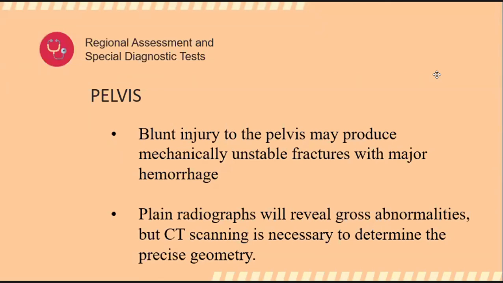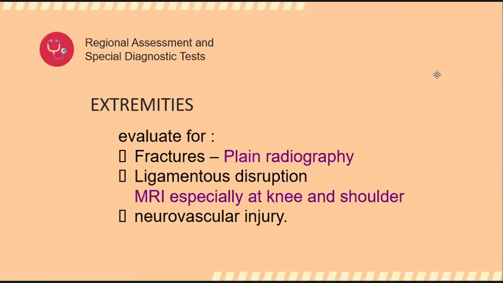Sige. So, for your pelvis, blunt injury to your pelvis may cause unstable fractures. So, pag pelvis fracture, blood loss, iba 2,000 cc. So, para makita natin kung may pelvis fracture, pinakamadali is X-ray. Then, for extremities, to evaluate your extremities, you can do X-ray for fractures. For ligamentous disruption, joints, or neurovascular injury, hindi rin makikita sa X-ray. So, pinaka-accurate is your MRI.